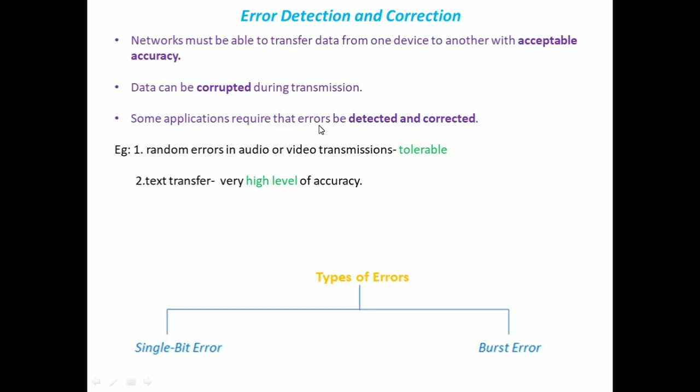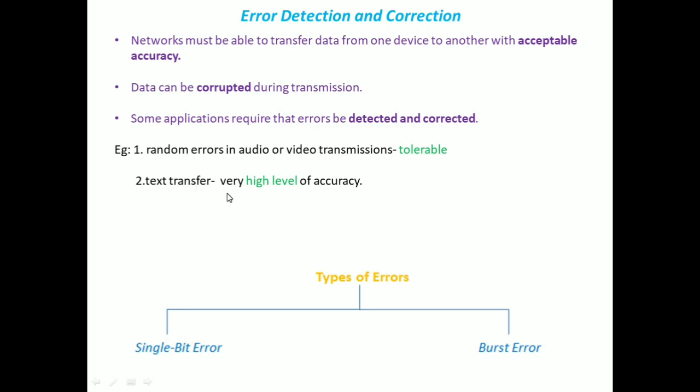There are many factors which can alter one or more bits of the message. When we are transmitting data from sender to receiver, there will be errors, so some applications require the errors to be detected and corrected. Let us see some examples. If we are sending audio or video transmission, random errors are tolerable. But if we are sending text, we cannot accept a change in the text, right?